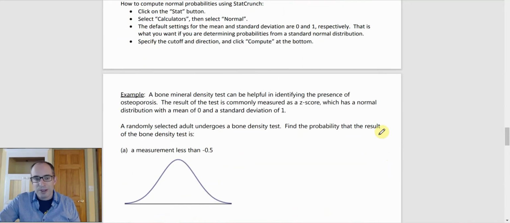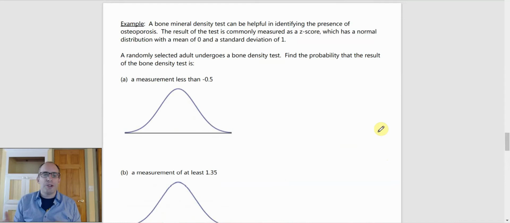All right, so this example is sort of the classic example of something that uses a standard normal in real life, and our book uses this one too. The bone density test. This is a nice direct application where a bone mineral density test can be helpful in identifying the presence of osteoporosis. The results are typically given as a z-score, so from a standard normal distribution where you've got a mean of 0, standard deviation of 1.